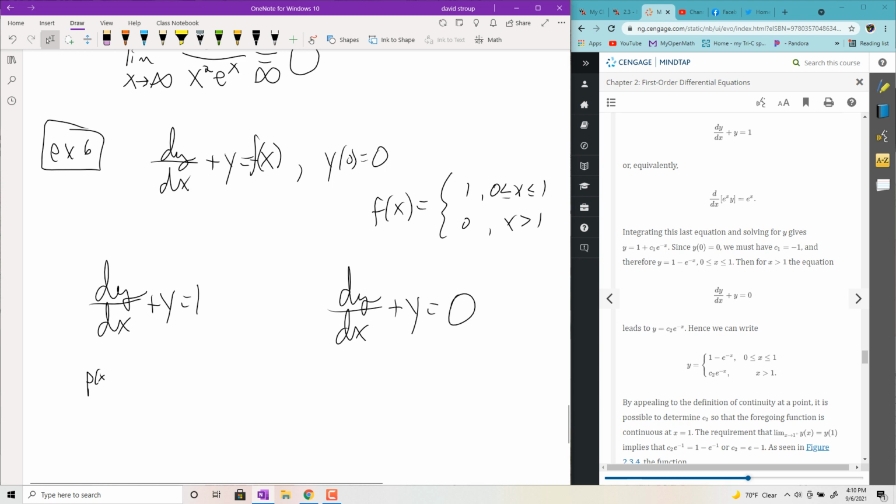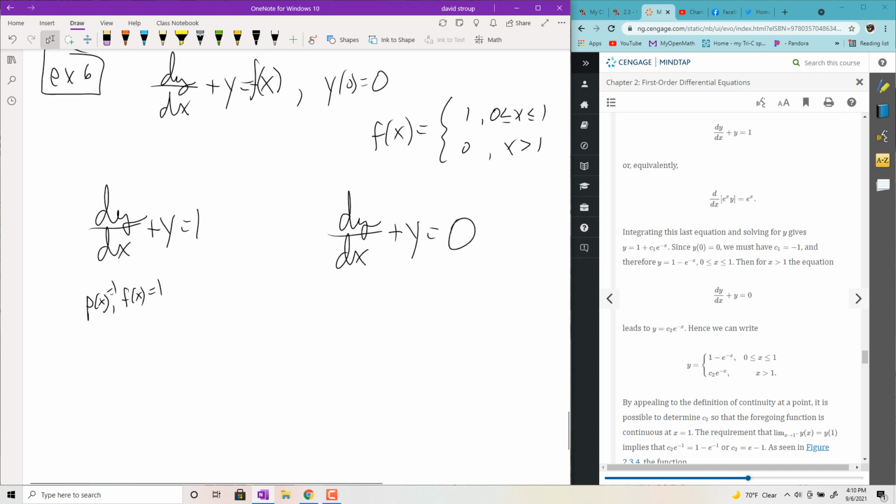P of x and f of x are both continuous. P of x is 1, f of x is 1, so negative infinity to infinity would be our interval of definition. It's not really going to make a difference here, but mu is going to be e to the integral of 1 dx, which will just be e to the x, so multiply through by that.